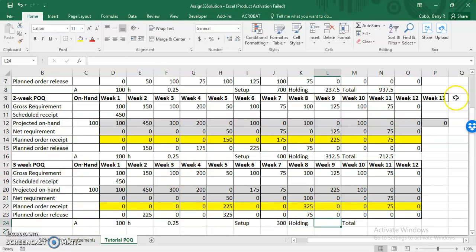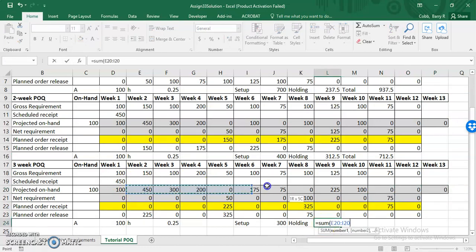What about holding cost? Need to extend the inventory formula to week 13. Sum the projected on-hand balances and multiply that times the unit holding cost. And that'll give us our holding cost. And so that's 681.25. So strictly based on cost, it looks like we would want to choose the 3-week periodic order quantity over the other 2 possibilities.